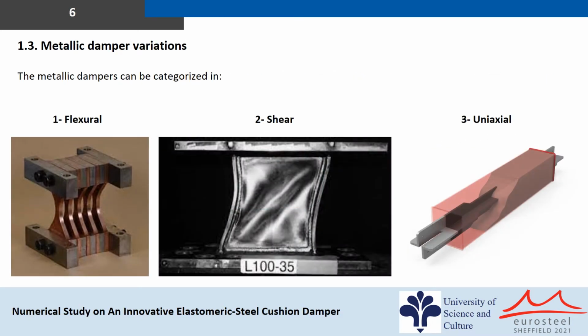The metallic dampers can be categorized in three groups. The flexural dampers, as in ADAS or TADAS systems. Shear dampers, the link beams in EBF systems and vertical shear link and a steel plate shear wall are examples of these shear dampers. And also uniaxial dampers, which the buckling restraint braces, BRBs, are the most famous instances of these dampers.